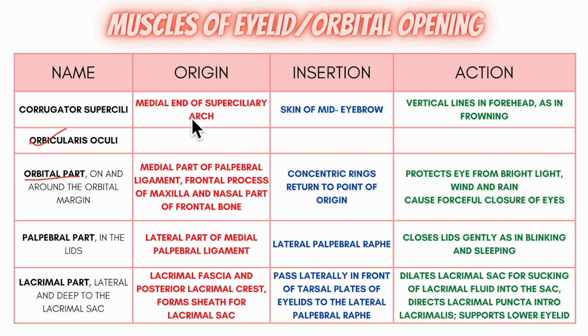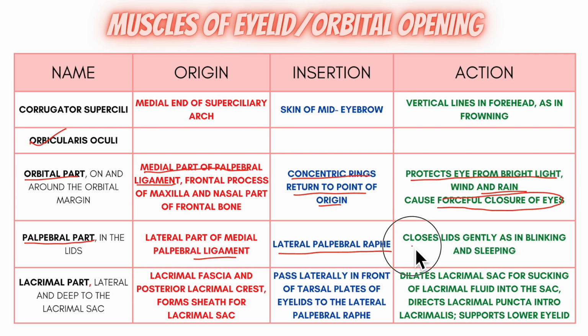First, looking at the orbital part, we learned that it mainly originates from the medial part of the medial palpebral ligament. It inserts as concentric rings that return to the point of origin, and we learned its action, that is, it protects the eye from bright light, wind and rain, and mainly it causes forceful closure of the eyes. The second was the palpebral part. It originates from the lateral part of the medial palpebral ligament. It inserts into the lateral palpebral raphe, and its action is it closes the lids gently, as in blinking and sleeping.